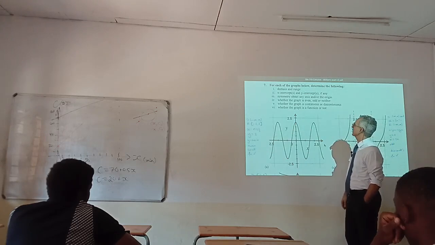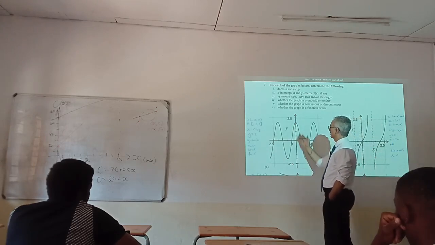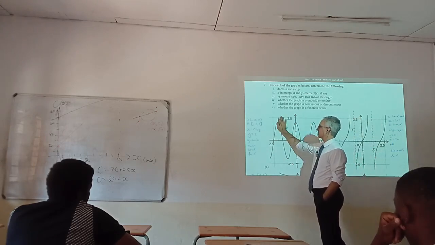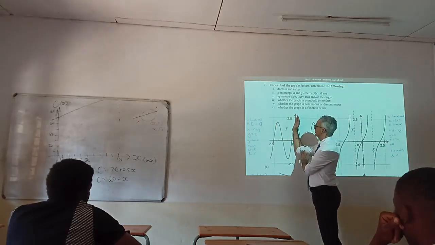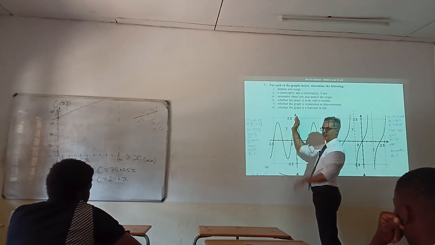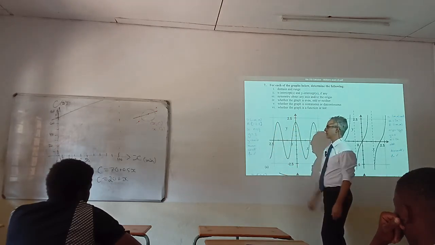Is there a symmetry about any axis? This side looks like that side, right? So there's a symmetry around the y-axis. If you put a mirror, this would look like this. So it has a y-axis symmetry.